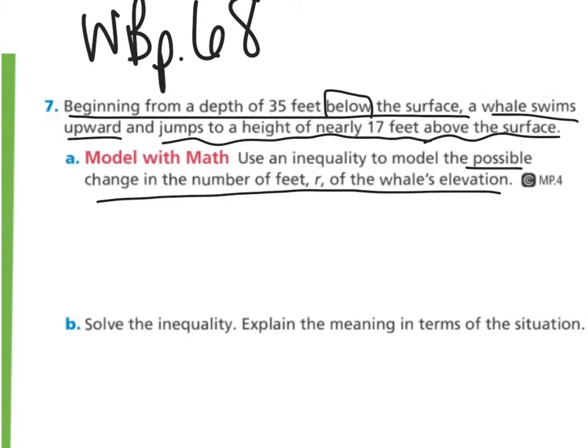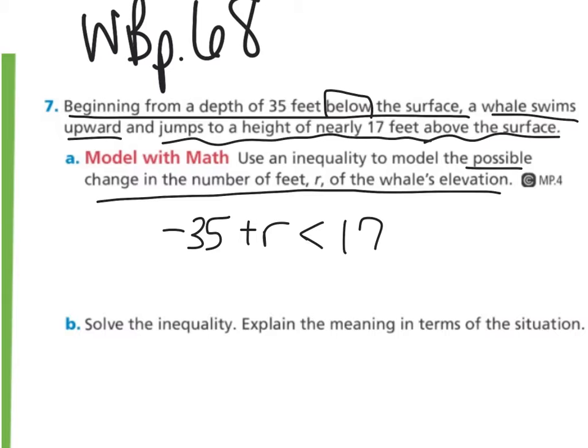So it's starting out 35 feet below the surface. That'd be a negative 35, and then it goes up some amount, okay, r, and then jumps to a height of nearly 17 feet. Well, so it did this, it was at negative 35, it went up however far. It's not quite to 17 feet, so that'd be less than 17.